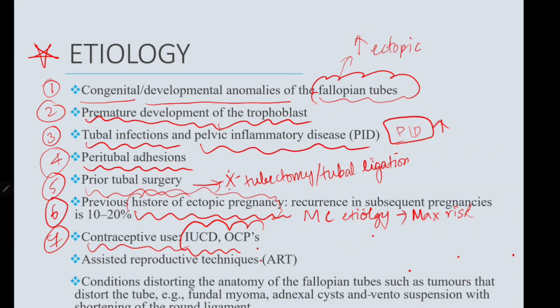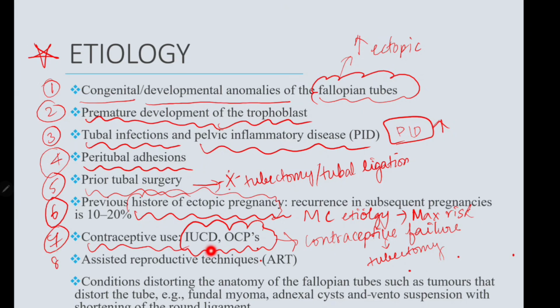Contraceptive use includes IUCDs as well as oral contraceptive pills. But remember, it's not that contraceptive use is going to cause ectopic pregnancy. No. Rather, it is the contraceptive failure. Okay. So because of contraceptive failure, especially tubectomy, it is a high risk factor. So contraceptive failure, tubectomy, is going to result in ectopic pregnancy.